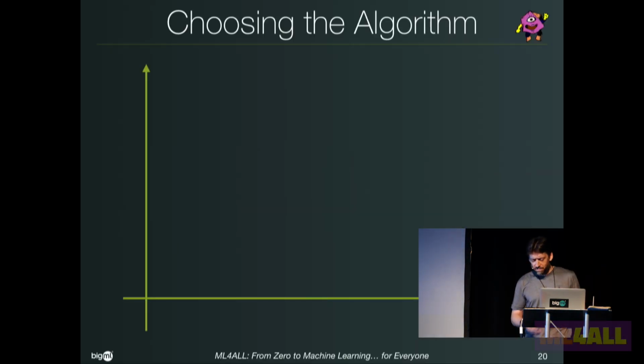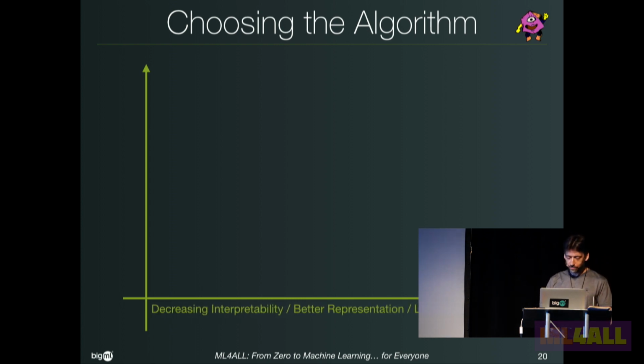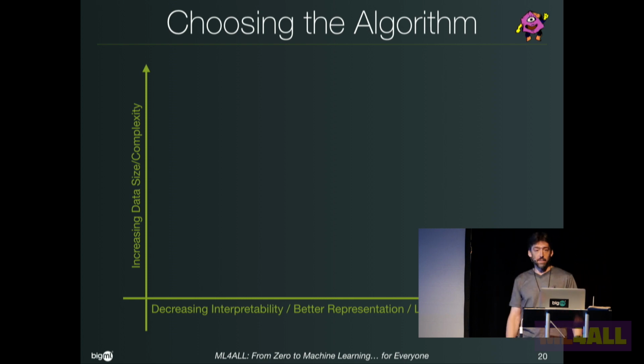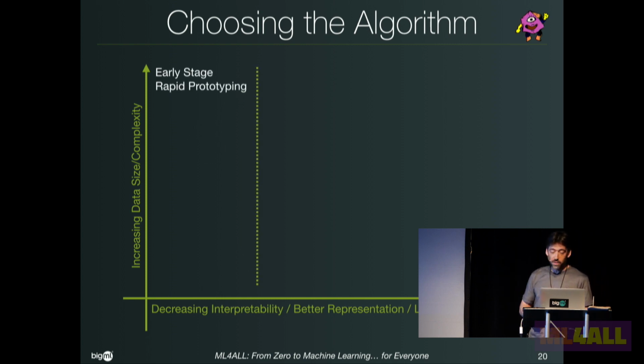All right, that's great, but how do you know which one to use? Now I've given you random decision forest, logistic regression, deep neural networks. Let me give you a little guideline. Okay. So on this axis here, we're going to put decreasing interpretability, better representation, and longer training. So anything over here takes a super long time, models things better, but is really hard to understand. Yeah? Okay. And on this axis over here, we're going to put increasing data size and complexity. So anything that's up here is either a really big data file or is very complex. And I'm going to break this into three quadrants.